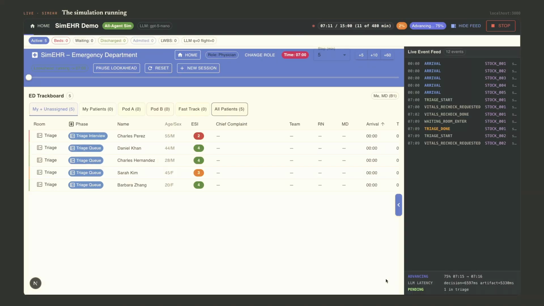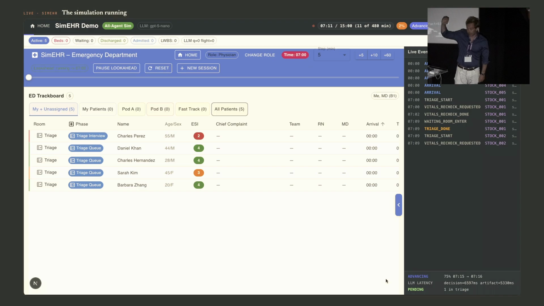Okay, so this is the sim environment. We tried to be as high fidelity as possible with the way that the EHR looked. And again, all of this was to make it feel authentic, from an educational standpoint, for the residents.